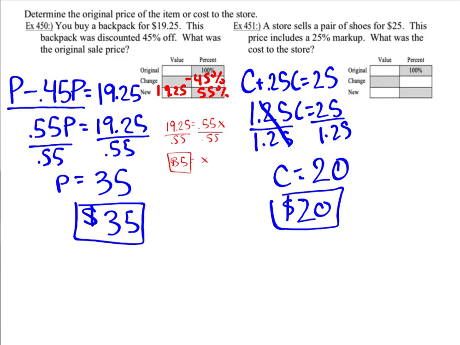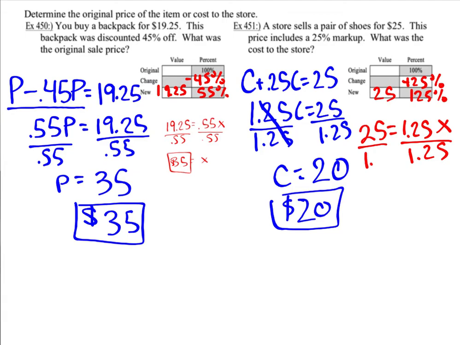Now, if you use the ratio table, we don't know the original amount. We know it goes up 25%, giving us 125%, which 25 is 125% of the original cost. So using the percent equation here, divide both sides by 125%, and I do get 20. So there it is, done a couple different ways.